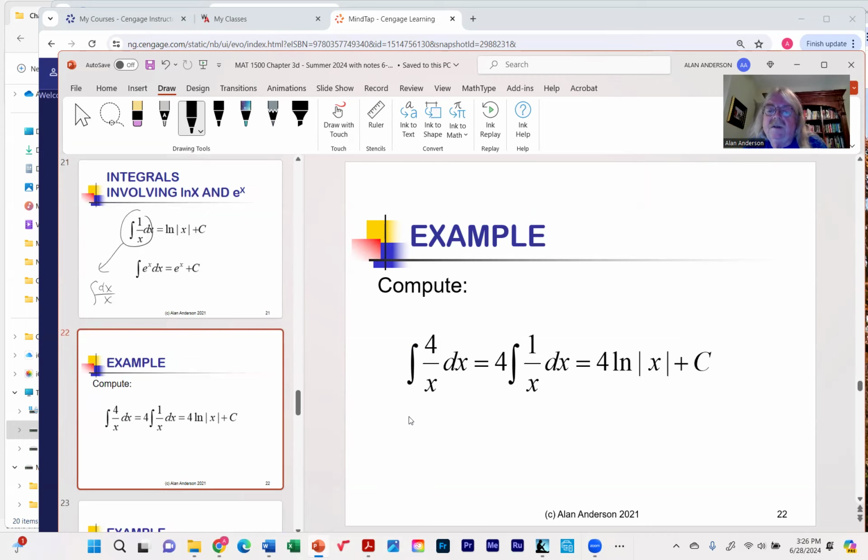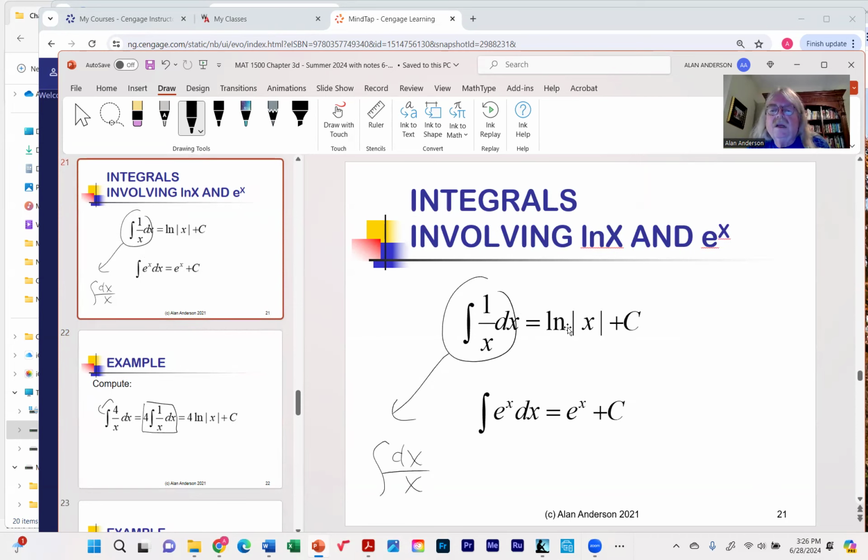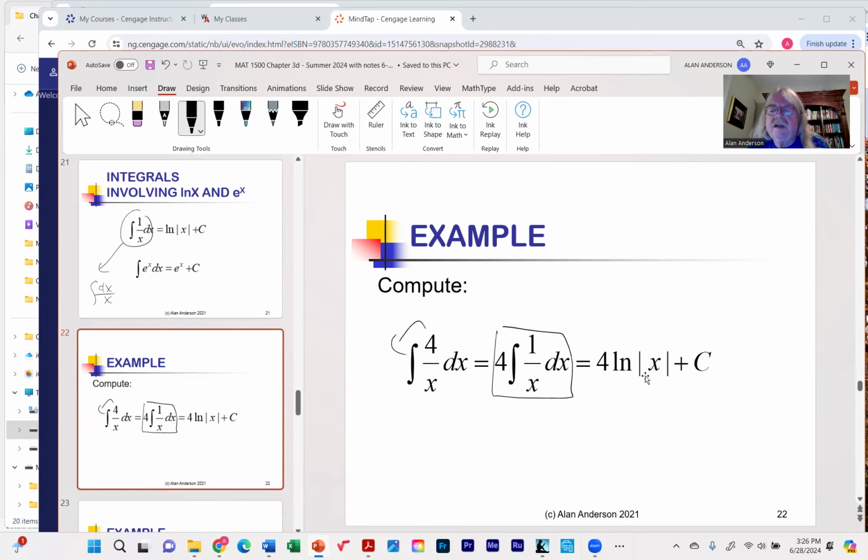Well, let's try this one. Now, the 4 can be moved outside. So the 4, now here you can clearly see this is what we're going to get here, log absolute value of x. Don't forget the 4. And so this one is very simply 4 log absolute value of x plus c. Don't forget the c.